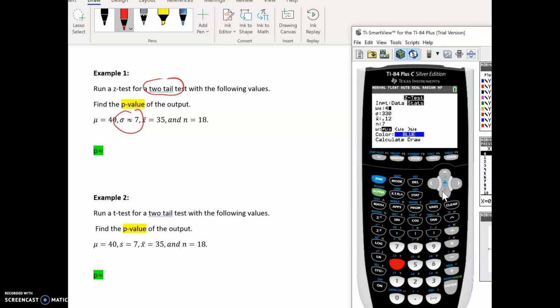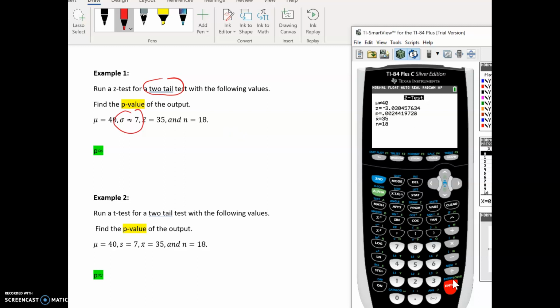So mu is equal to 40. Then the standard deviation of the sample is 7. The actual mean, it's given to be 35. The sample size, it's 18. And then your two-tailed test, it's going to be here. That represents the two-tailed test. If you're running a left-tailed test it would be this one, a right-tailed test will be that particular one. So for a two-tailed test, you just want to make sure you're highlighting the not equal to mu of 0, and then all you need to do is after this run it again.